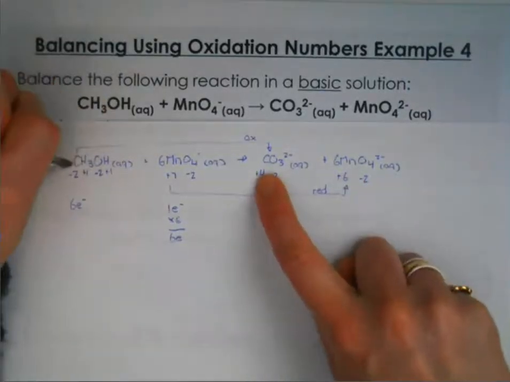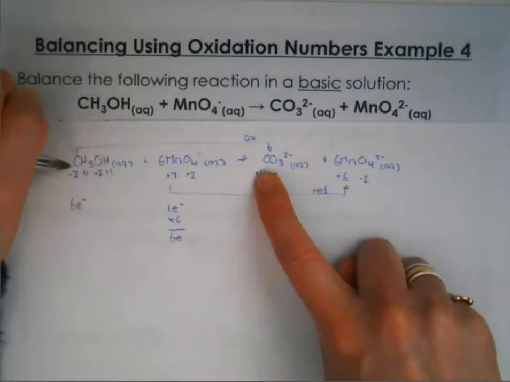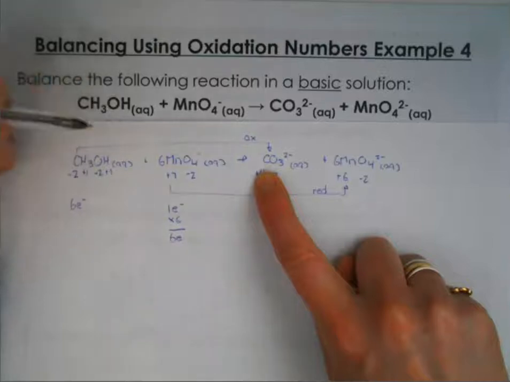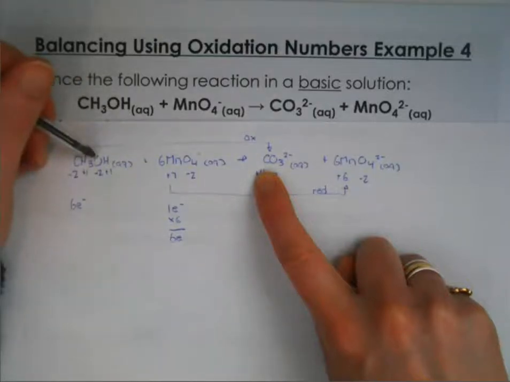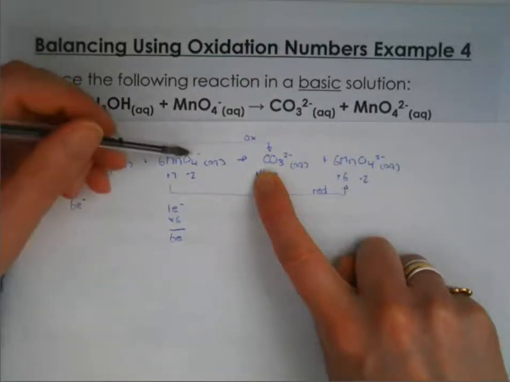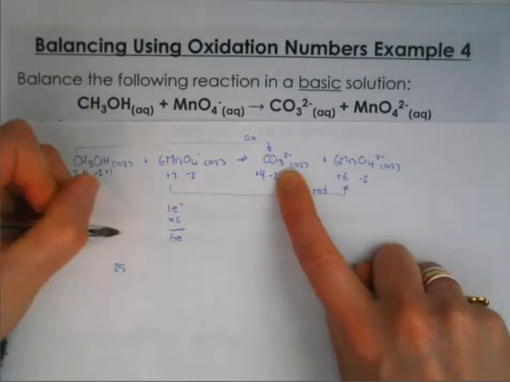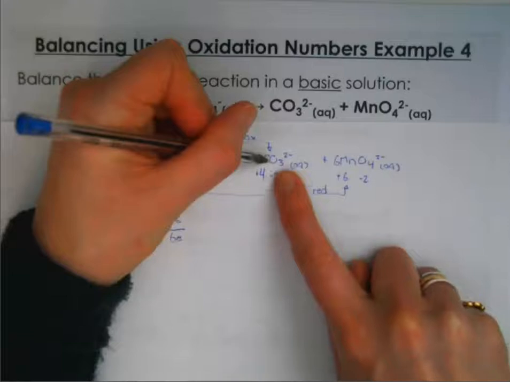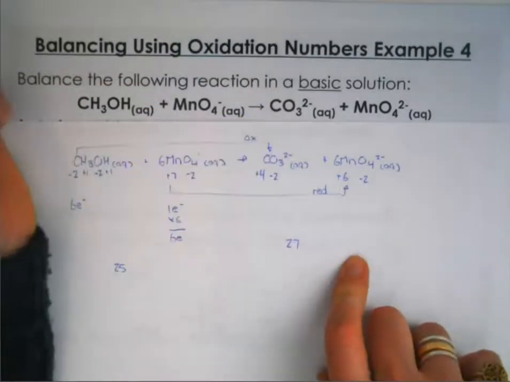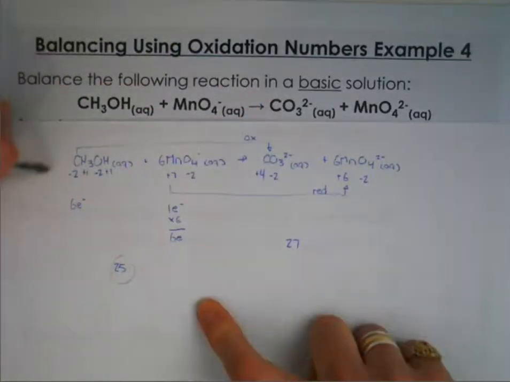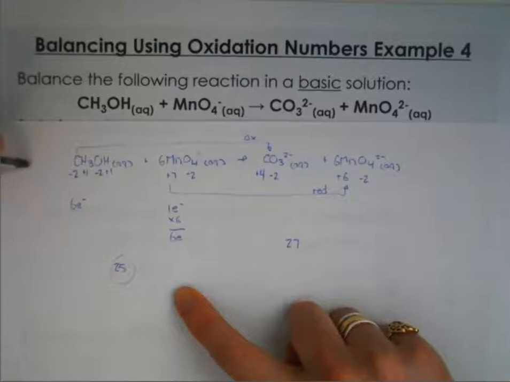Let's see, what do we have here? 1 carbon seems okay. So then the next thing we want to look at is our oxygens to determine if we have to add waters. So we have 6 times 4 is 24, plus 1 is 25 oxygens. And over here we have 6 times 4 is 24, plus 3 is 27 oxygens. So we need to bring this one up by 2, which means we need to add 2 water molecules to this side of the equation.